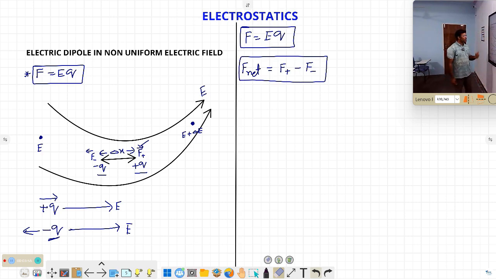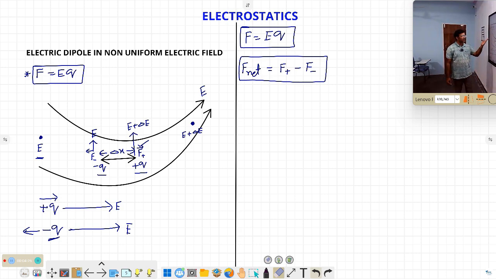Next, if you come across a case of electric field that is not uniform, that is non-uniform. At this point, whenever you take the starting point, where F minus is facing the electric field, at that moment you take the electric field as E. When the positive charge is experiencing the electric force, at that moment you take the electric field as E plus delta. So that means different places have different electric fields.